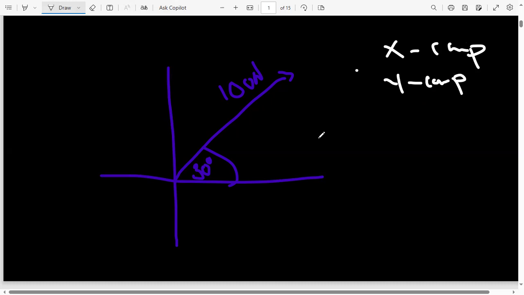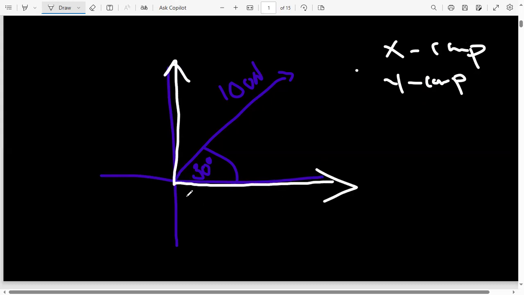Let me start with the x. The x component is always the one where the angle is. So if this is my vector here, my x component will be this guy here, then my y component will be that guy. So how do we find this x component here?